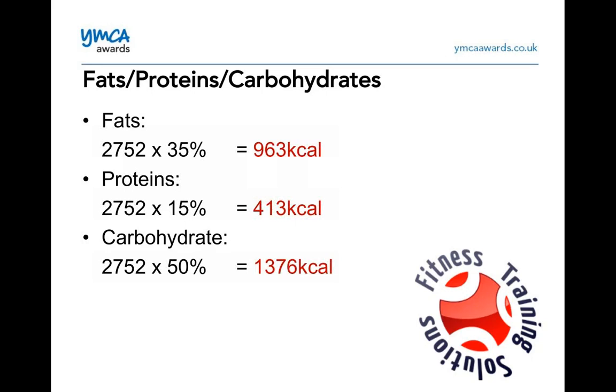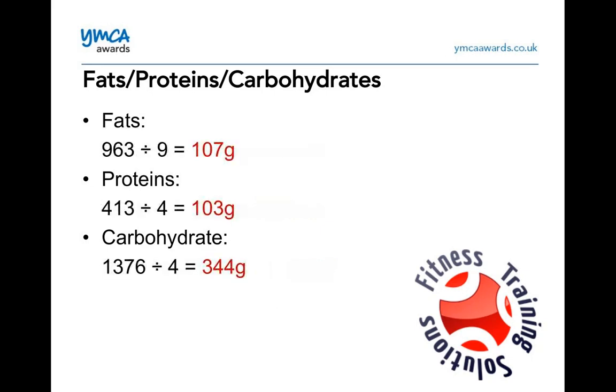so he was originally, his total calories are 2,752. He needs to divide this, say, his fats. He needs to divide it by his target of 35% of his total calories by fat. So he times it by 35, it's giving him 963 calories from fat. Yeah. And then he's taken that 963 calories and divided that by what the energy value of 1 gram of fat, which is 9, which then gives him his grams of fat for the day.